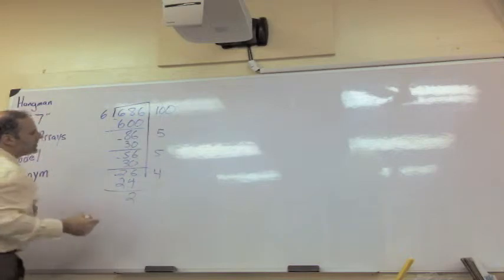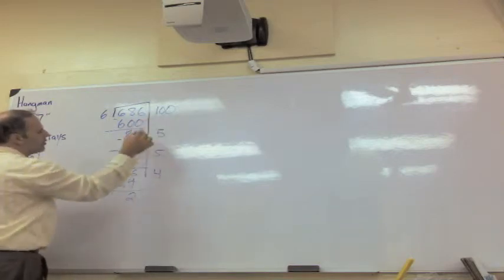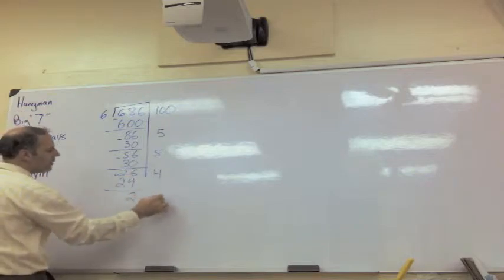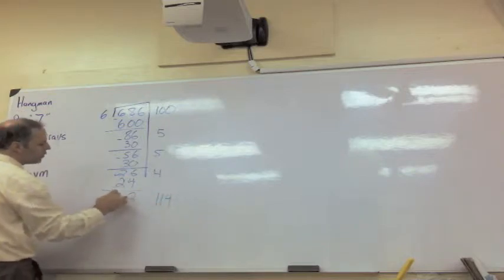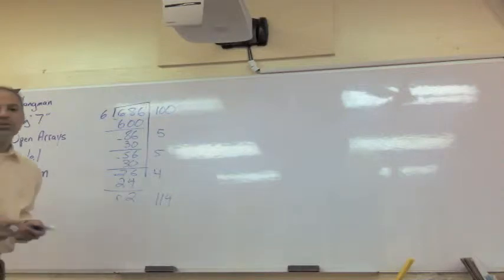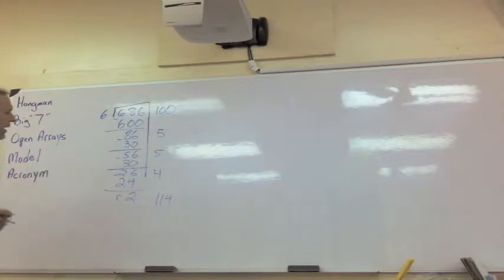I take all of these values, I add them up. 100 plus 5, another 5 is 10, and 4. So we have 114 with a remainder of 2. And again, this might not be appropriate for all students, more for perhaps year 4 and up, if you have introduced remainders. So that's our Hangman version.